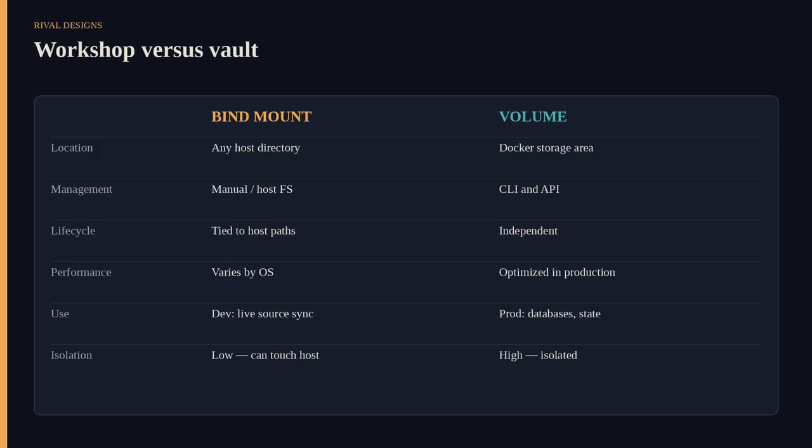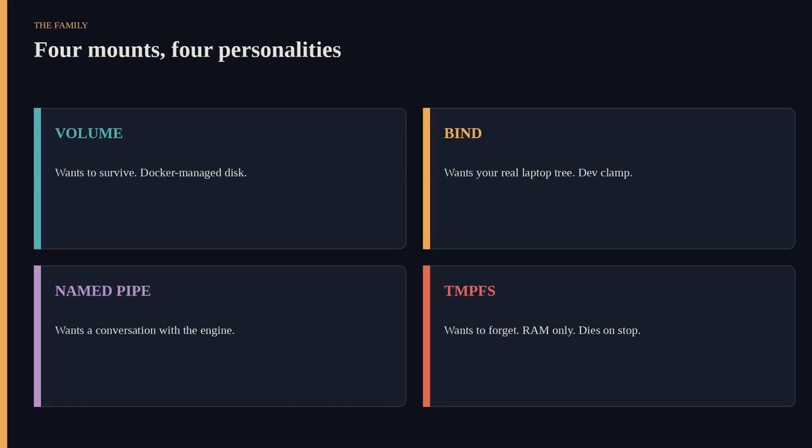The rivalry is not good versus evil. It is workshop versus vault. You want the workshop when you are writing code. You want the vault when the bytes are a customer's database. Mixing them up is how a convenient path becomes an incident. Docker does not offer one mount. It offers a small family, and they all look like folders from inside the container.